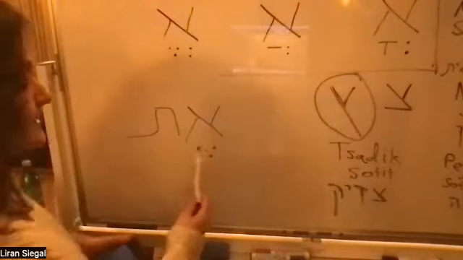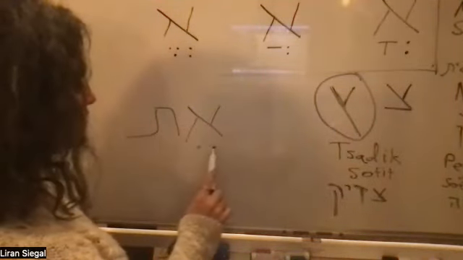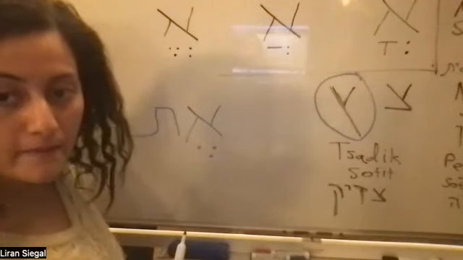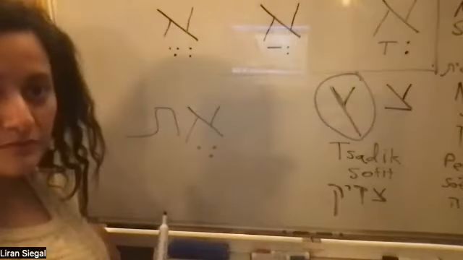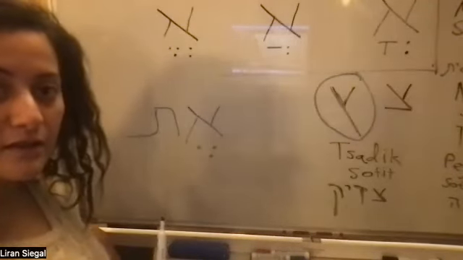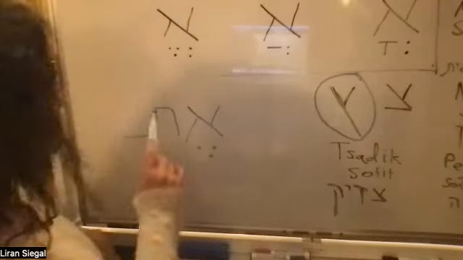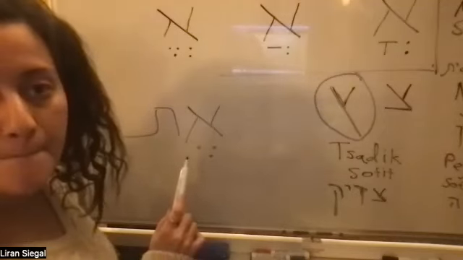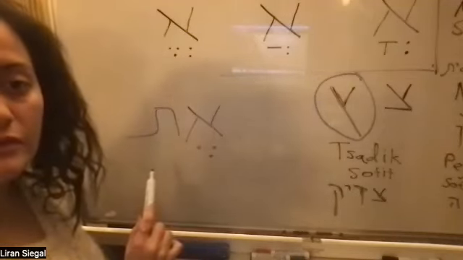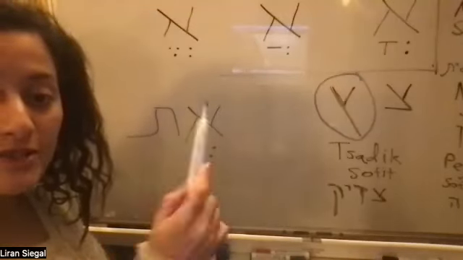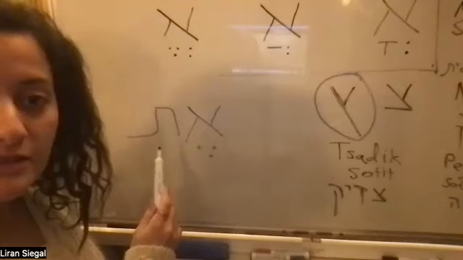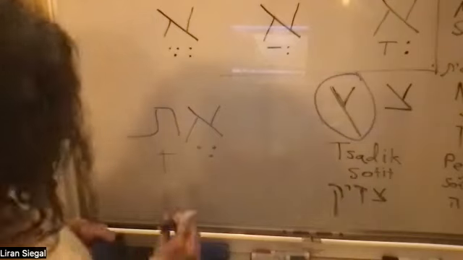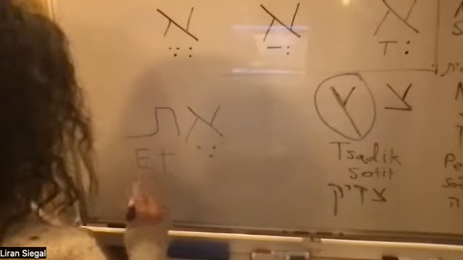If this is an aleph and this vowel sound underneath is an e sound, eh. Okay, so what would the word be? Nothing after the tav. It's simple. Eh? Close. What's that last sound? Is it V? T. Et. Yes. There you go.